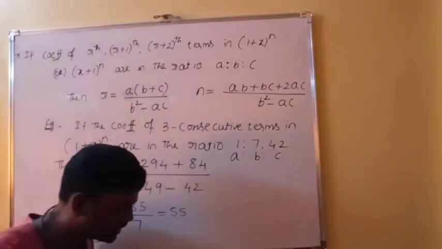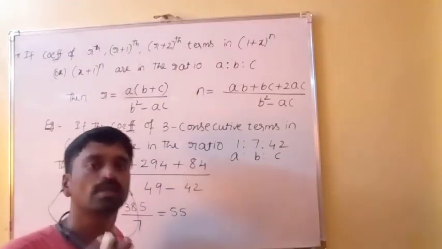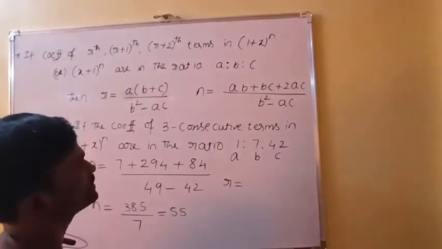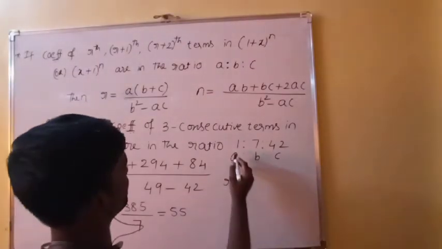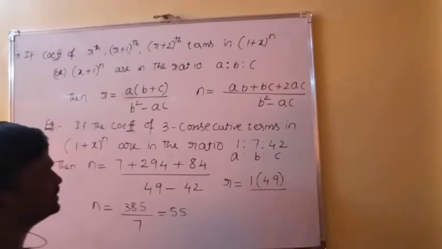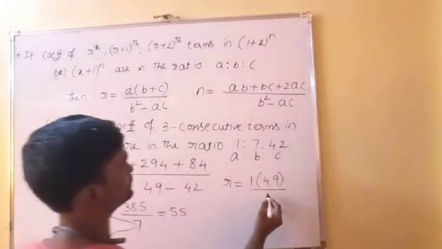Suppose you want to find what those three consecutive terms are, then first you have to calculate the r value. So what is the r value? A into (B + C). A is 1, B + C is 49, divided by B square minus AC. What is B square minus AC? 7.